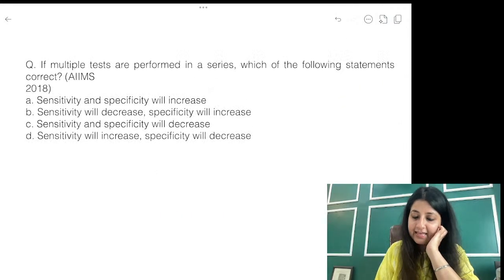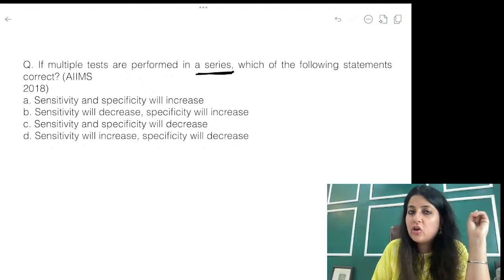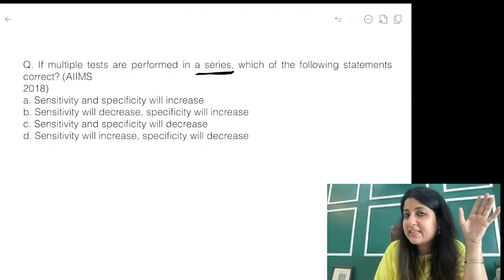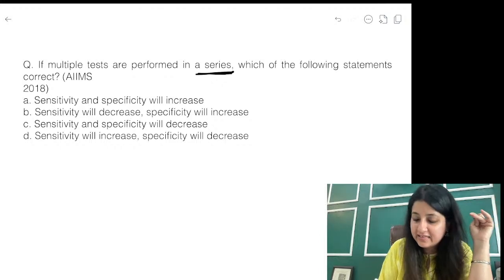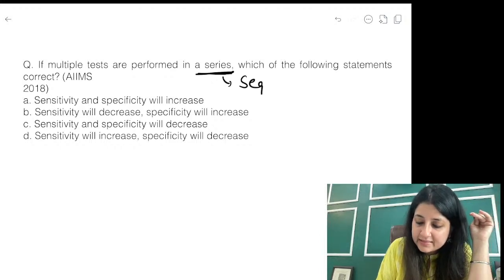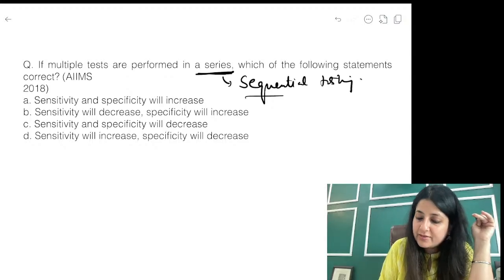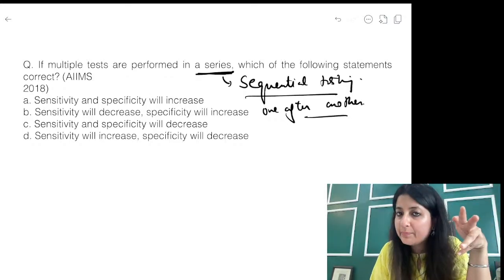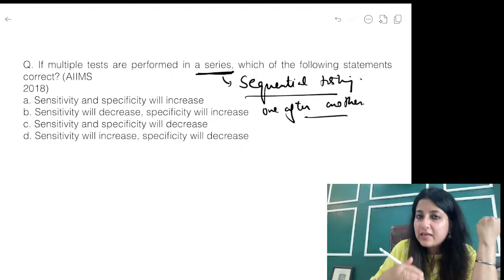Alright, quickly tell the answer to this. If multiple tests are performed in series, which of the following statements is correct? What happens when you apply the tests in series? Testing in series means sequential testing, one after another. The second test you will apply only on those people who are positive on the first test, so you will be able to filter out fewer people.